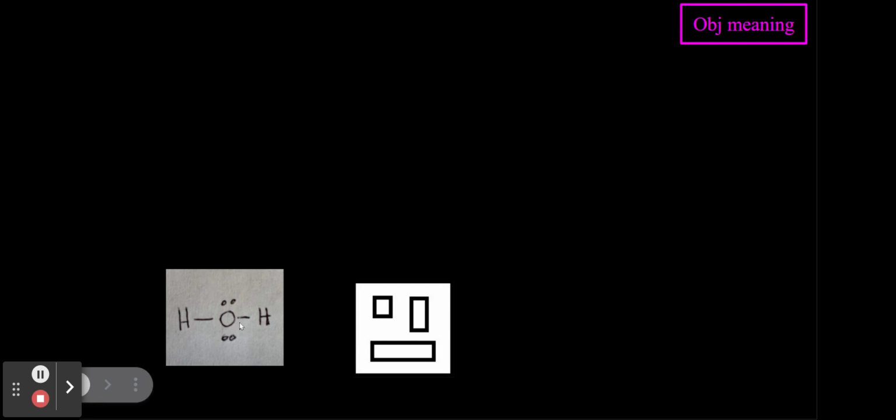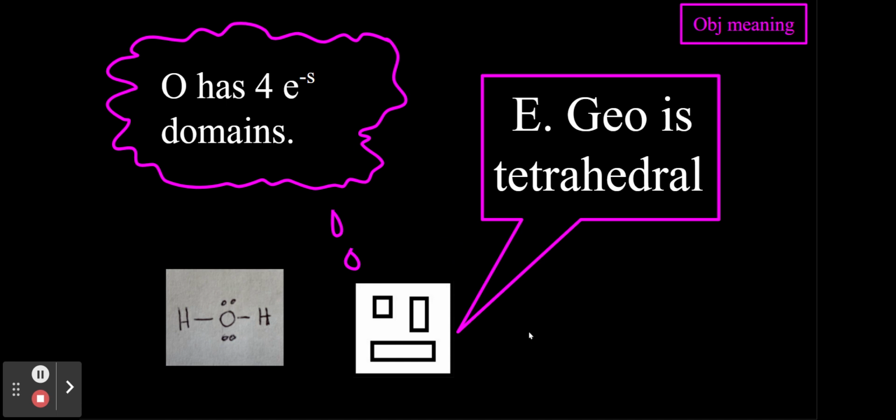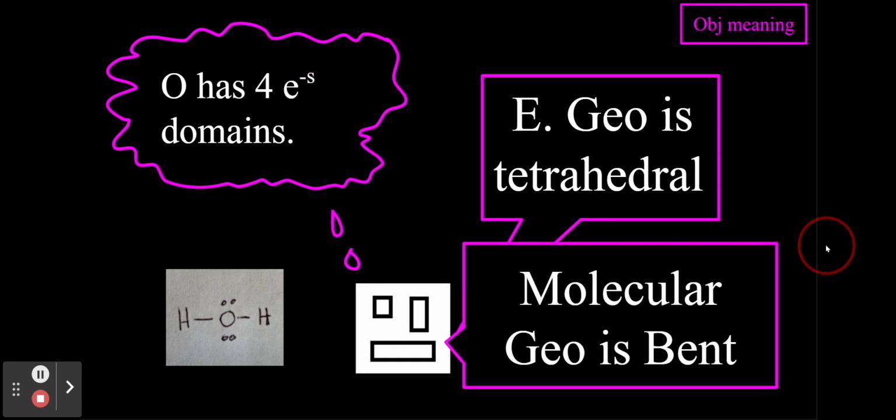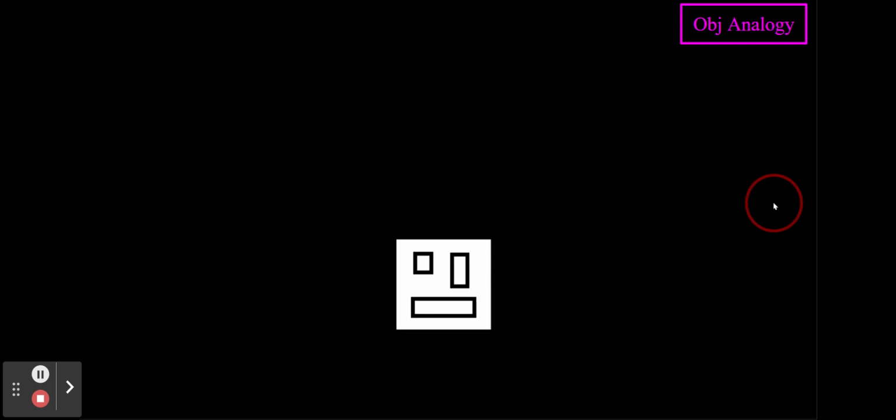You're going to be given a molecule. You're going to be able to calculate for this hydrogen how many domains, and that's going to allow you to tell certain things about the molecule. All right. These two things, tetrahedral and bent, are really topics from another video, but this is just to see a connection. All right.